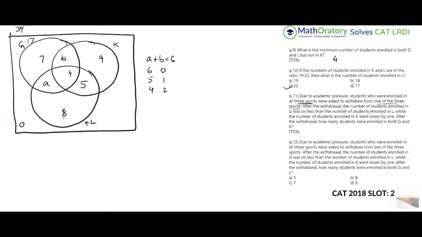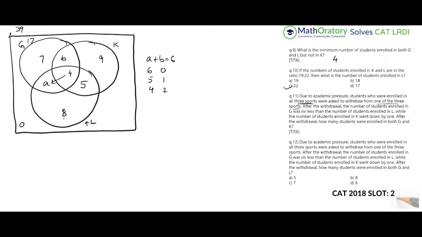So if they are withdrawing one of the sports, which region do they move to? Suppose somebody is withdrawing G. I don't remember the name of the sport, but somebody is withdrawing G, let's say. So that person will move to this region, right? Somebody who is withdrawing K will move to this region because they will still be playing G and L, right?